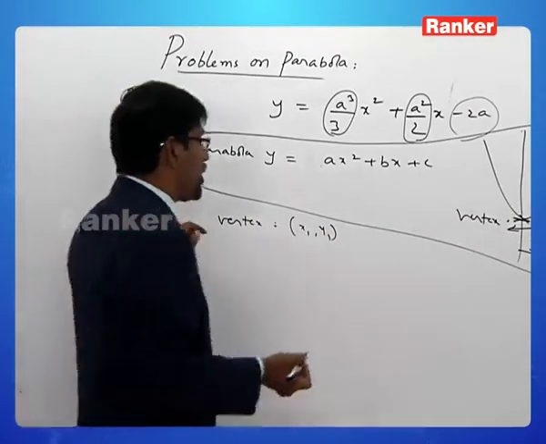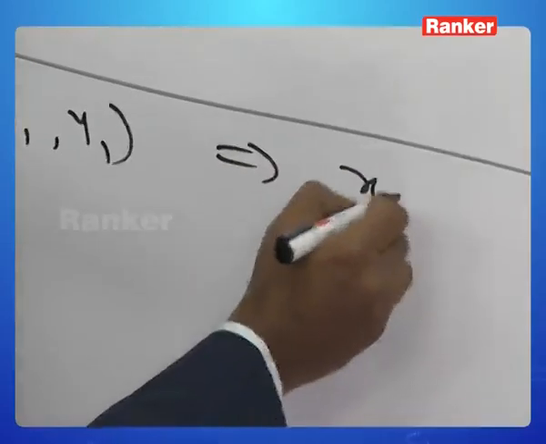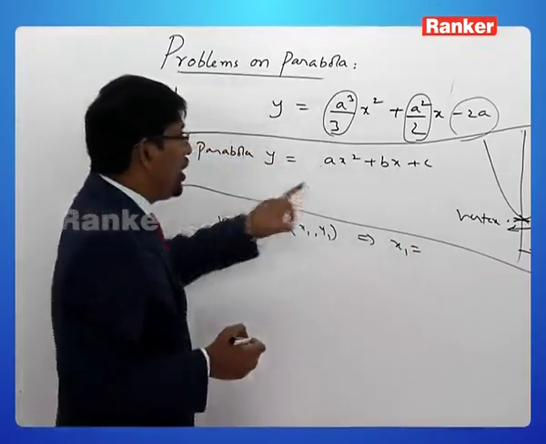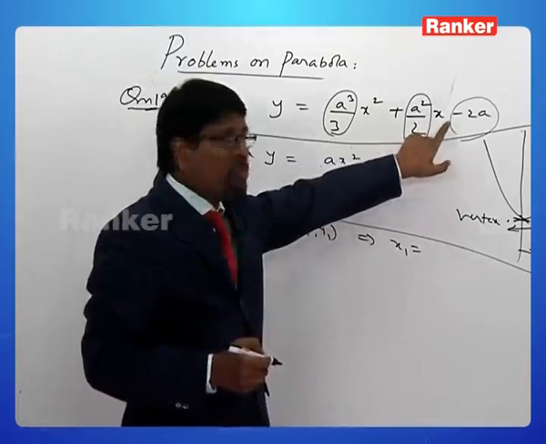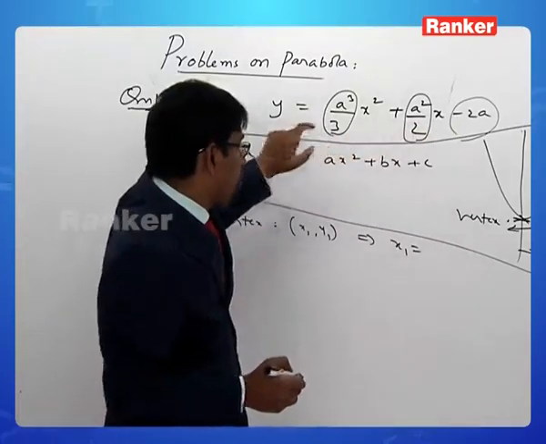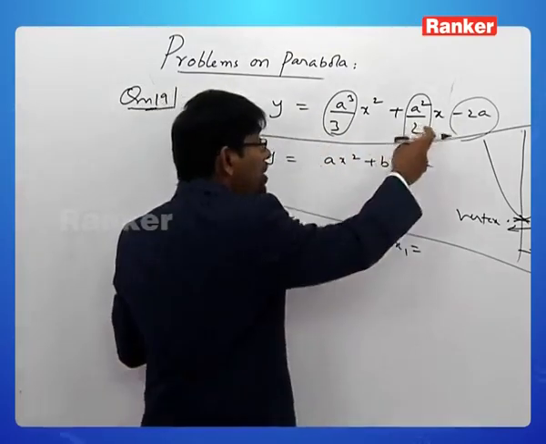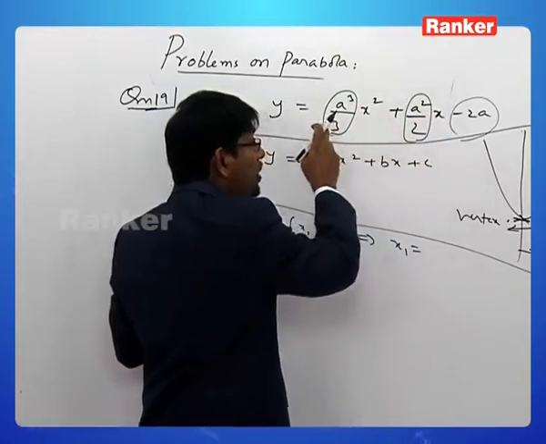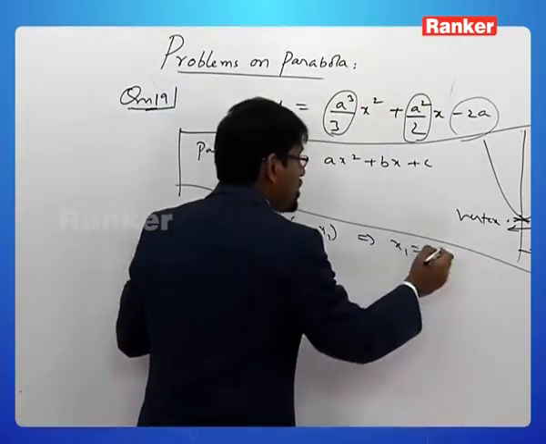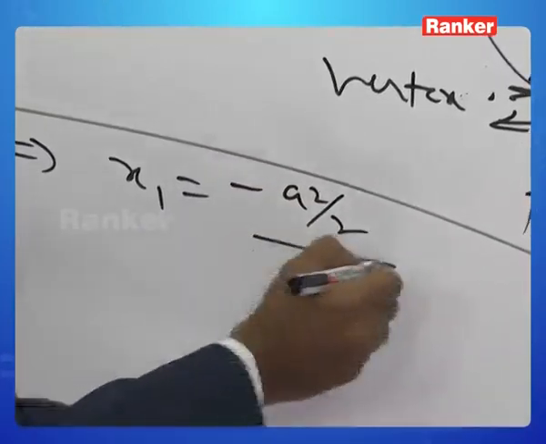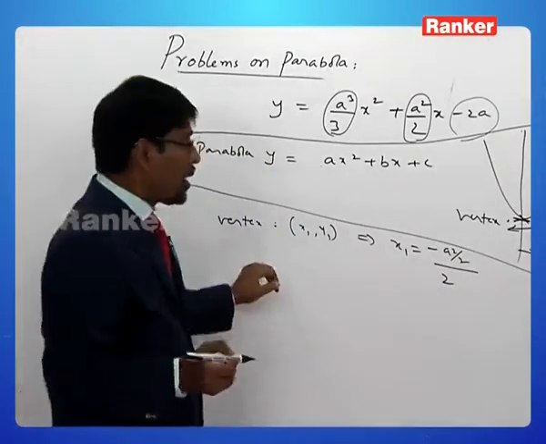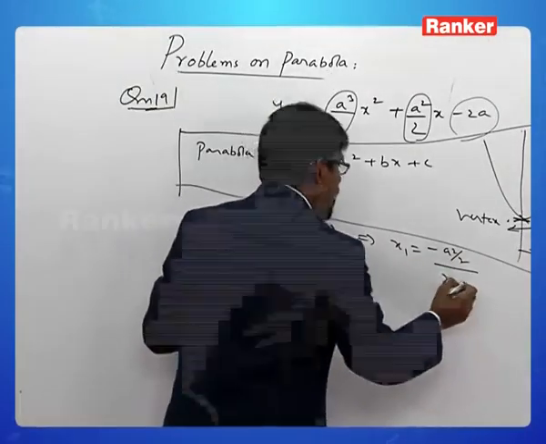So what is x1, y1? x1 is equal to minus b by 2a, that is, minus the coefficient of x by 2 times the coefficient of x square. So minus a square by 2, divided by 2 times a cube by 3.